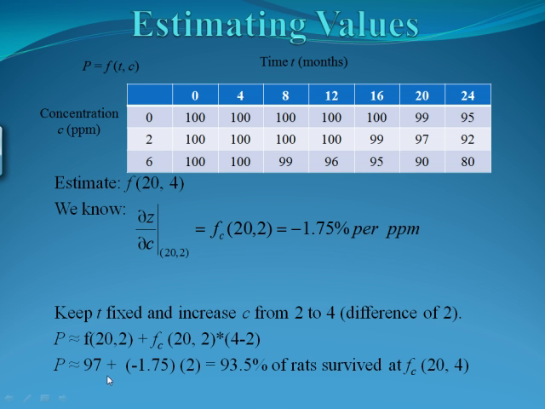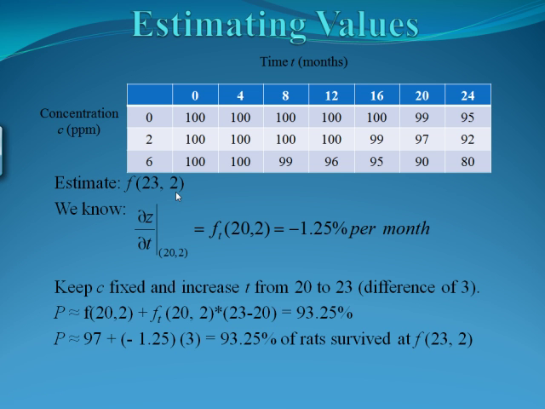Plugging in those values, we have 97% plus our partial derivative with respect to c at 20, which was negative 1.75, and now we're moving 2 units away from 2. So again, our estimate was for the concentration of 2, but now we're estimating at 4, so we've moved 2 units away. So 97 plus negative 1.75 times 2 gives us an approximation of 93.5% of rats survived at this value of 20, 4.